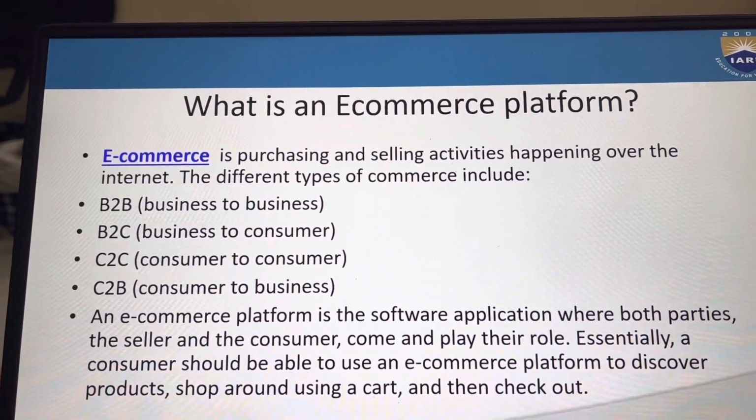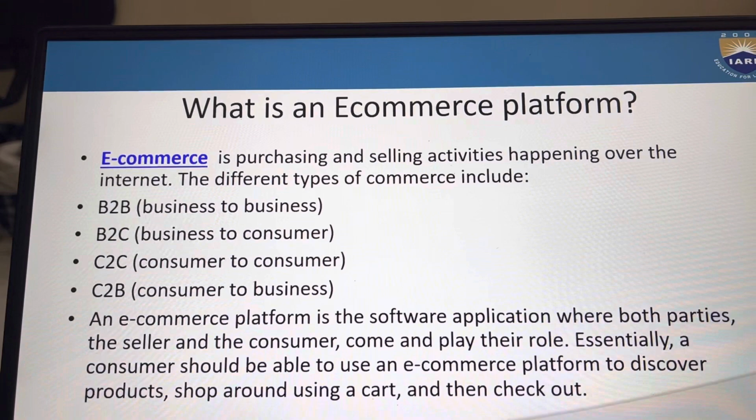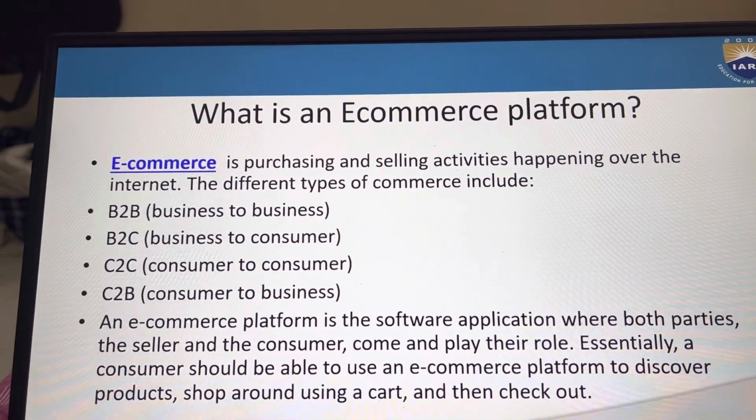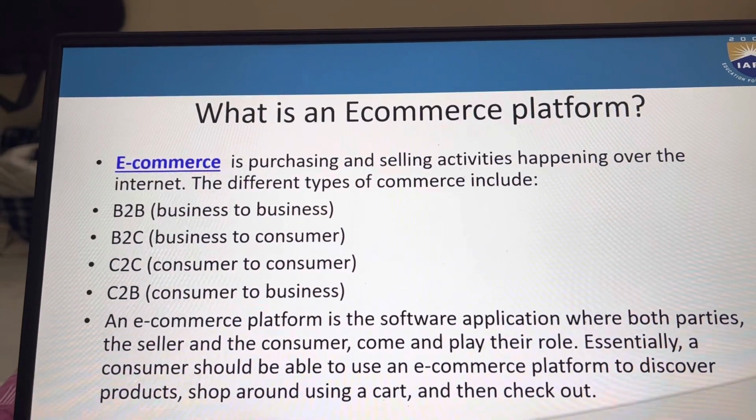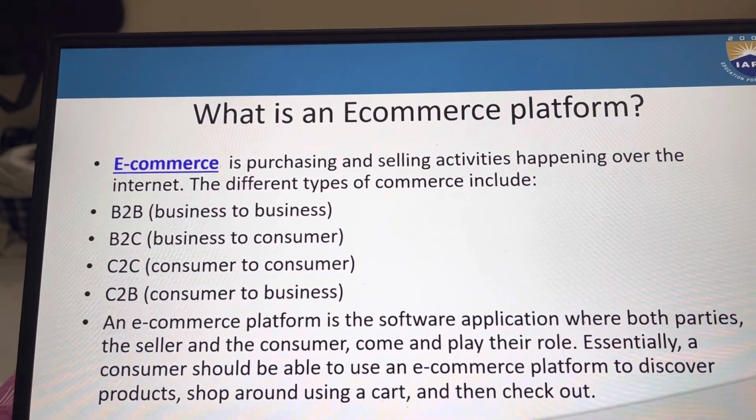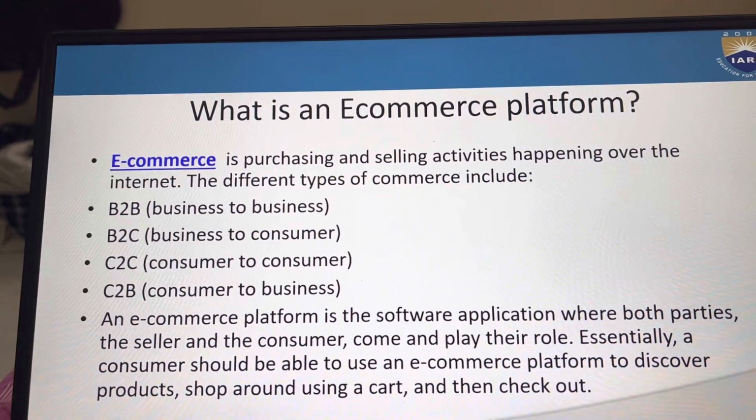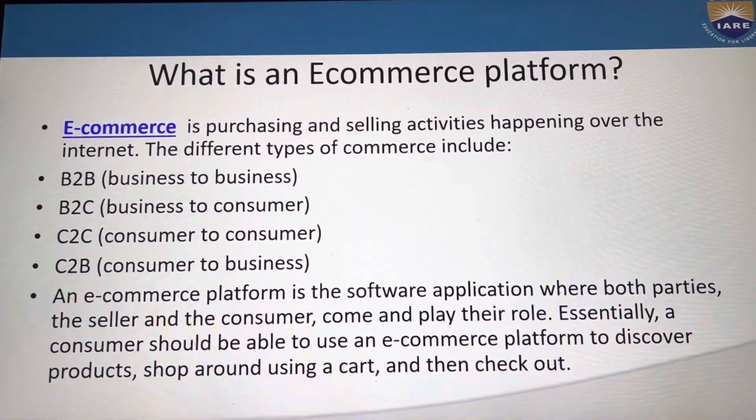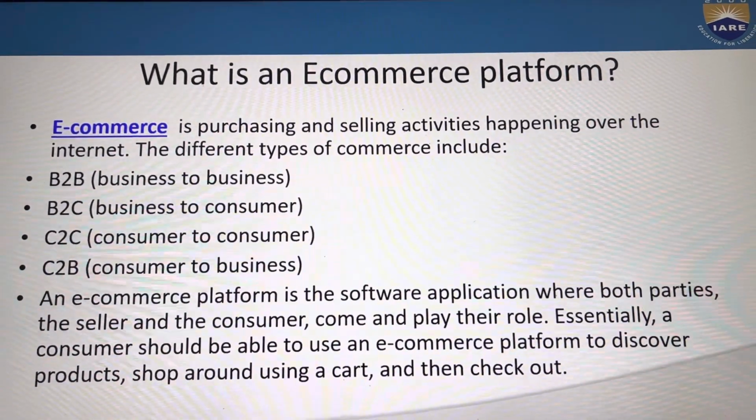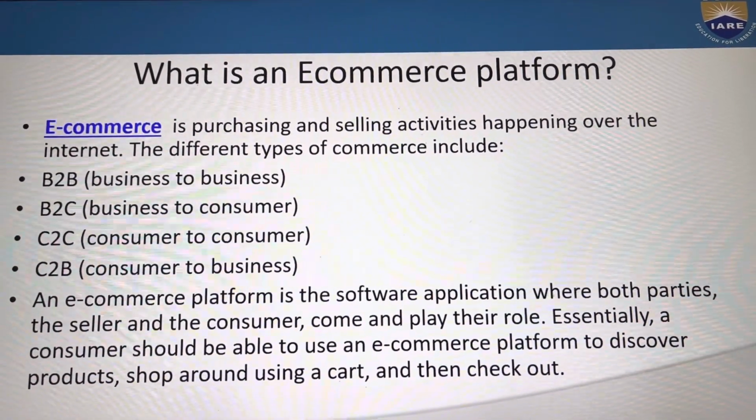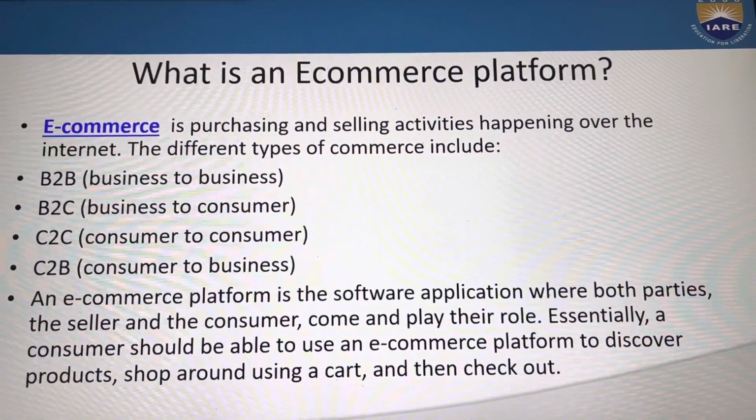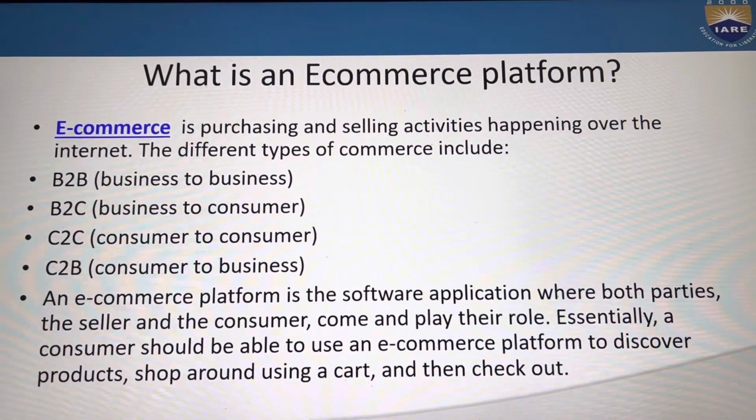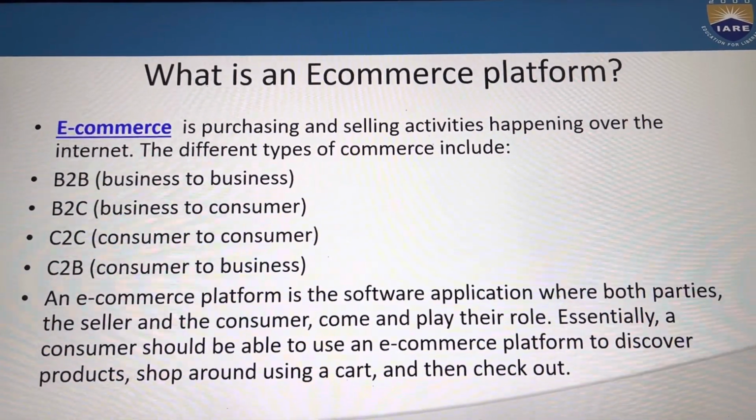The different types of commerce include B2B, which is business to business, B2C, which is business to consumer, C2C, which is consumer to consumer, and C2B, which is consumer to business. An e-commerce platform is the software application where both parties, the seller and the customer, come and play their role. Essentially, a consumer should be able to use an e-commerce platform to discover products, shop around using a cart, and then check out.